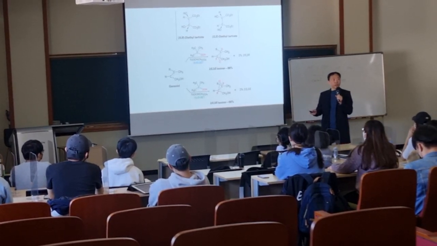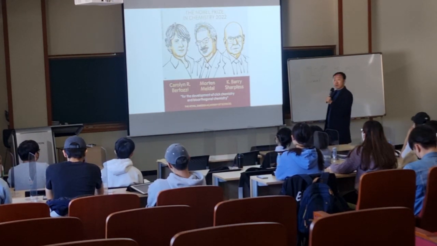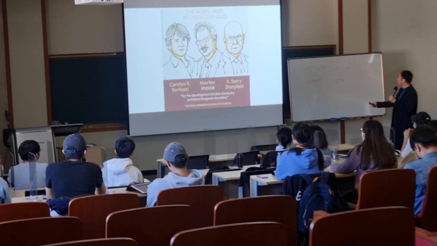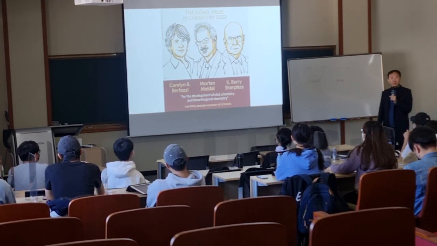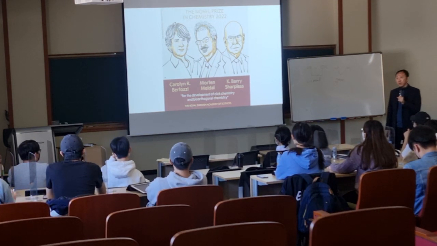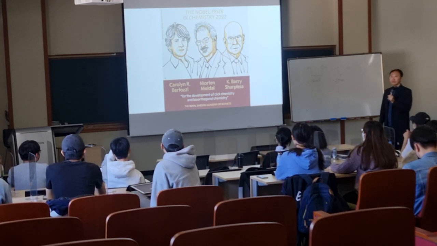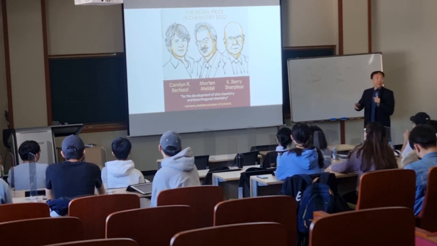Do you know who got the Nobel Prize this year? In chemistry, the Nobel Prize was given to 3 people. One of them is Sharpless. He got the Nobel Prize for asymmetric synthesis 20 years ago, and he got the Nobel Prize again this year. Maybe this is the second case of a double Nobel Prize in chemistry.